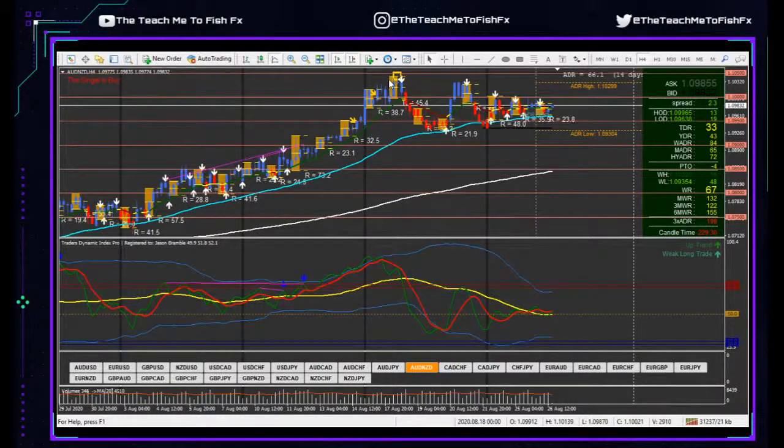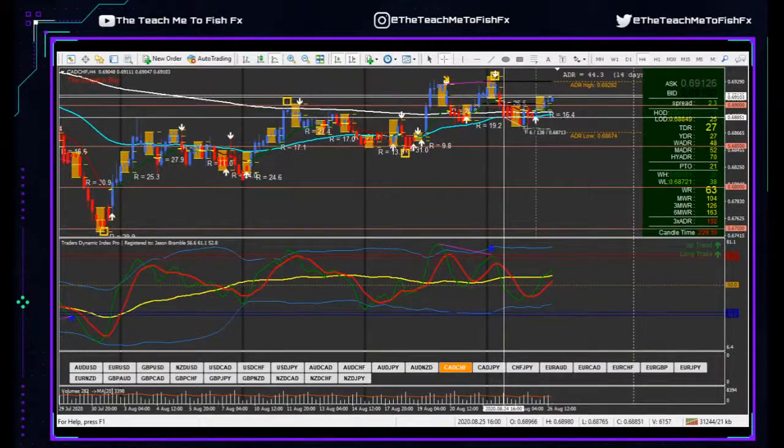CAD Swiss. We did have a signal this past Monday. We could have gotten in the trade right here and taken it for 13 pips before the pullback to give us 23 pips deficit. It could be forming a head and shoulders. That could be why it's pulling back, but we don't know. But we did get a fresh signal this past Monday. Nothing fresh for CAD JPY this week.